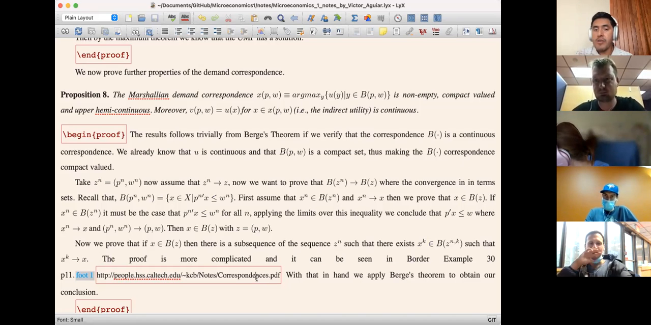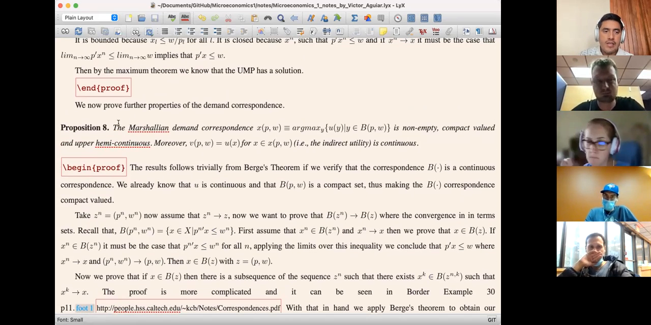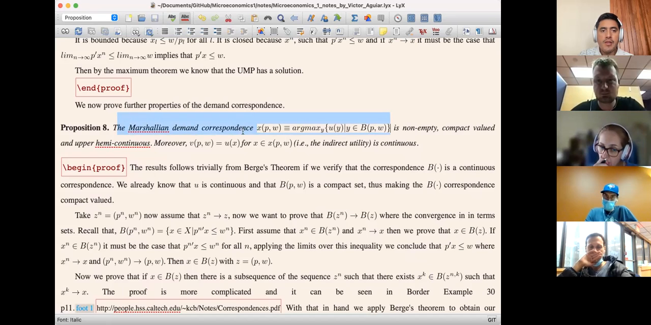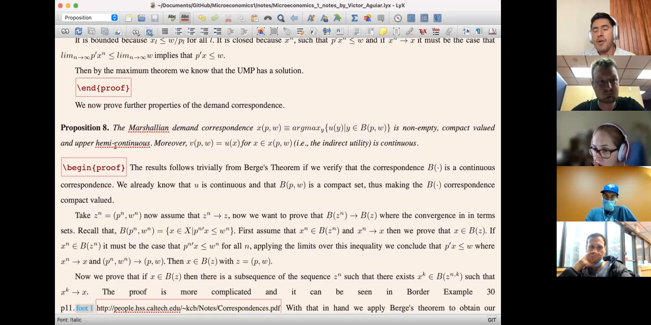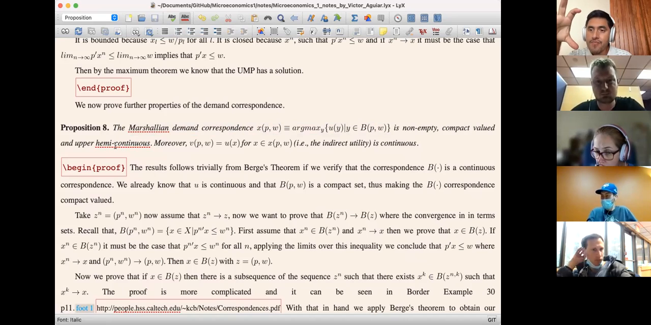The Berge maximum theorem essentially guarantees that this statement is true, and I repeat, the Marshallian demand correspondence is non-empty, compact valued, and upper hemicontinuous. The important thing is that the demand correspondence doesn't have a guarantee to be unique. In general, it can be a set. It doesn't have a guarantee to be convex.